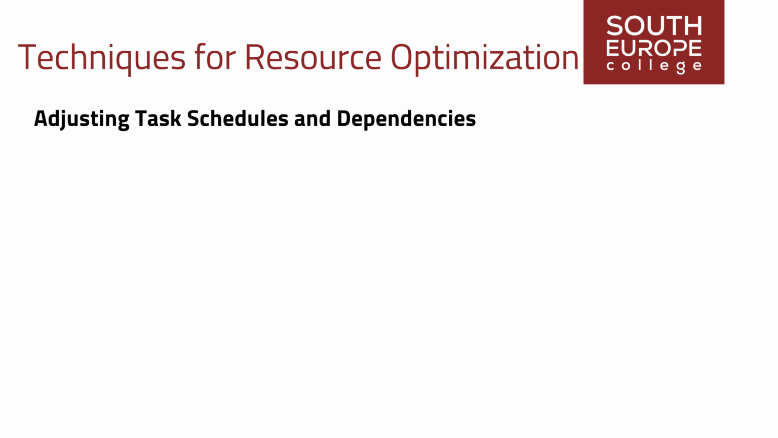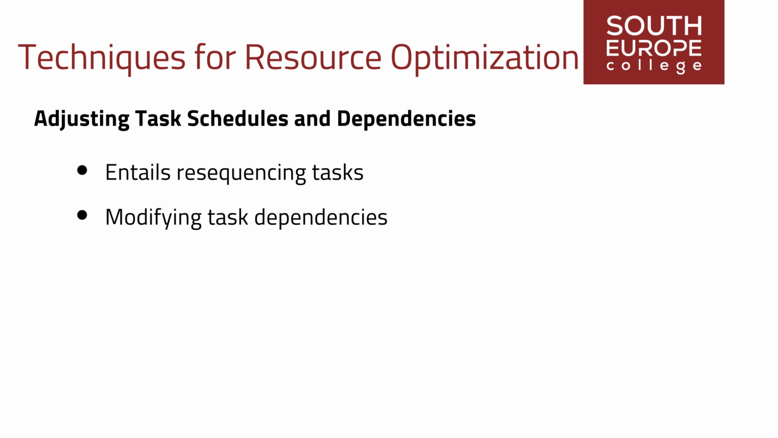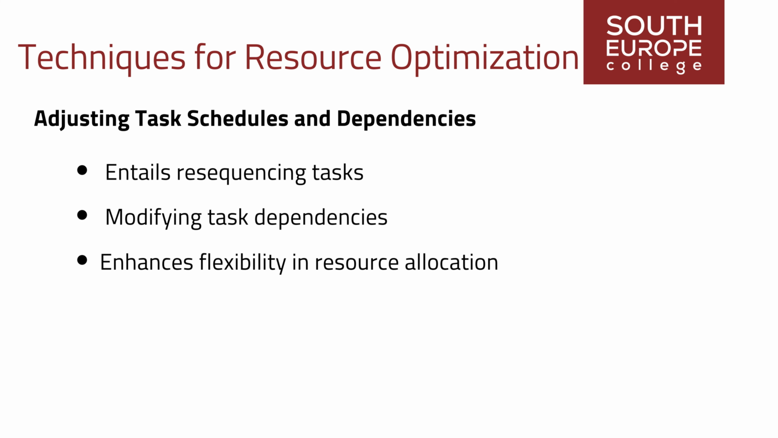Adjusting task schedules and dependencies. A fundamental technique in resource optimization involves adjusting task schedules and dependencies to optimize resource utilization. This may entail resequencing tasks, breaking tasks into smaller components, or adjusting task durations to distribute resource demand across the project timeline evenly. Project managers can ensure efficient resource allocation without causing conflicts or overload by modifying task dependencies and schedules. Moreover, adjusting task schedules enhances flexibility in resource allocation, enabling project teams to respond to evolving project requirements or resource constraints adeptly.